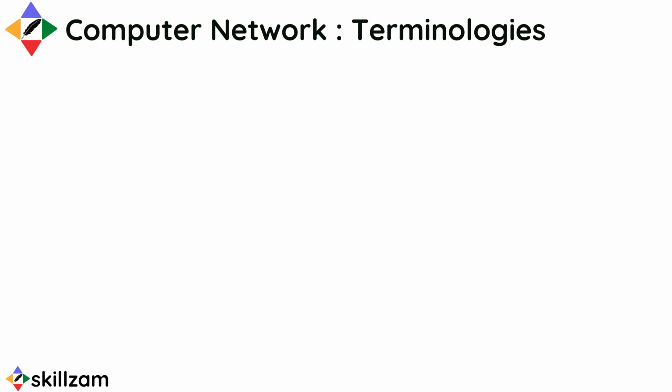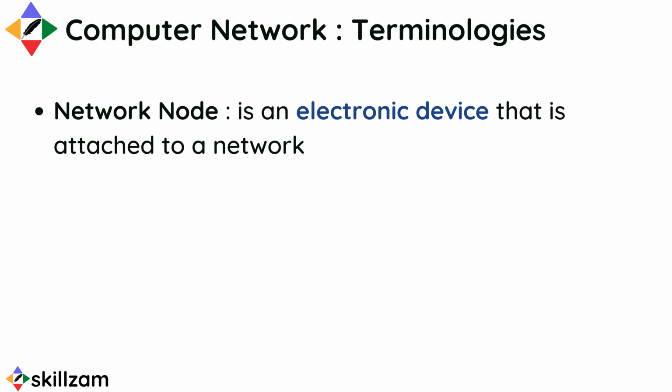Computer network terminologies. Before we know what these computer networks are made of, let us understand few network terminologies for better understanding. Network node, or simply nodes. A physical network node is an electronic device that is attached to a network and is capable of creating, receiving, or transmitting information over a communication channel.